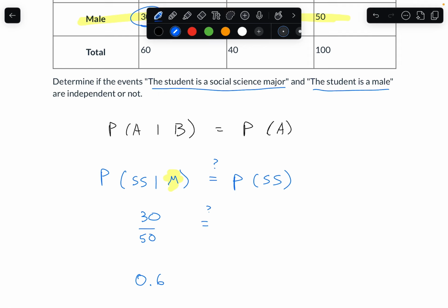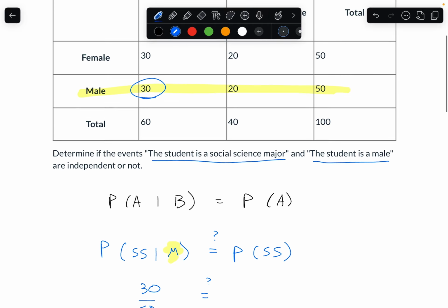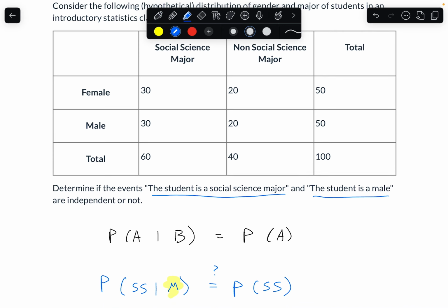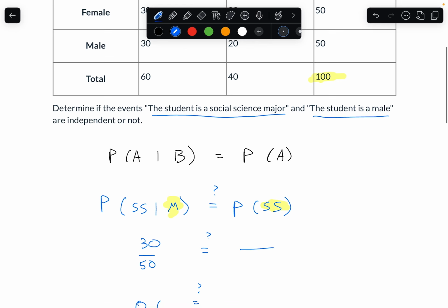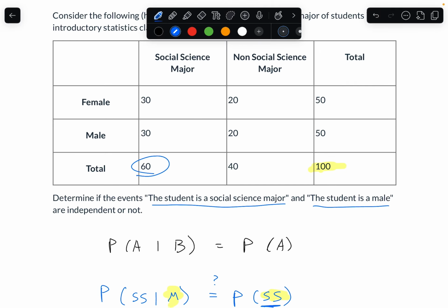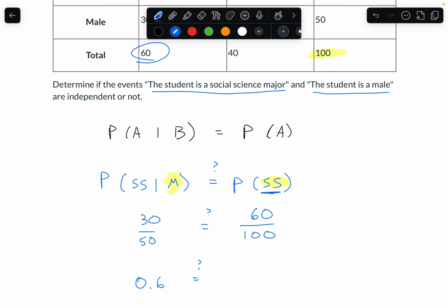I want to know, is that equal to just considering all social science majors? So if I go back and look at my table, and now I'm just going to consider the probability that I select a social science major, knowing nothing else about this. So if I'm just selecting a social science major, well, that means I'm selecting out of the 100 individuals in my survey. So out of the 100 individuals in my survey or in my class, how many of them are social science majors? Well, we had a total of 60 social science majors. So 60 out of 100, I can divide that out. 60 divided by 100, well, that's going to be another 0.6.